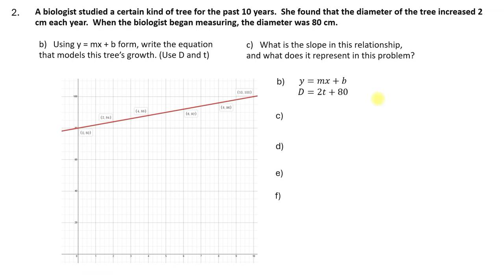Question C, what is the slope of the relationship and what does it represent in this problem? Well, once we have the equation, we can see that the slope is 2, and it represents the number of centimeters that are grown each year.